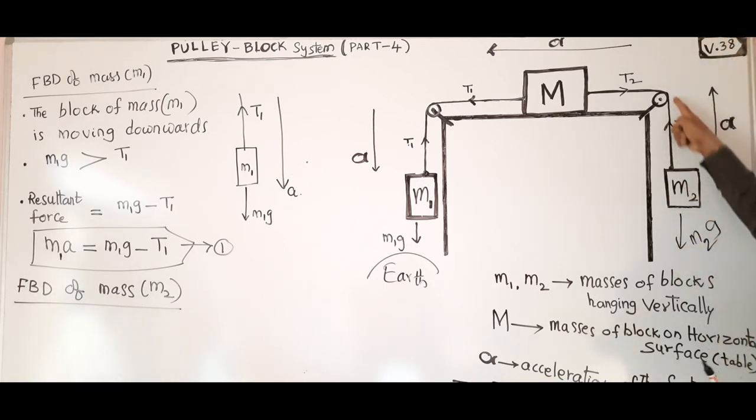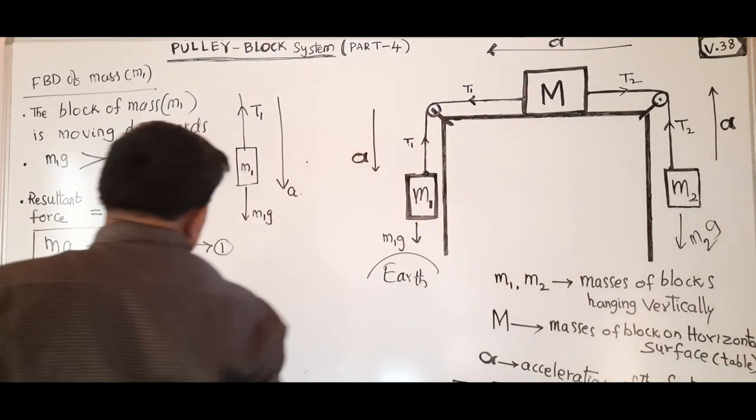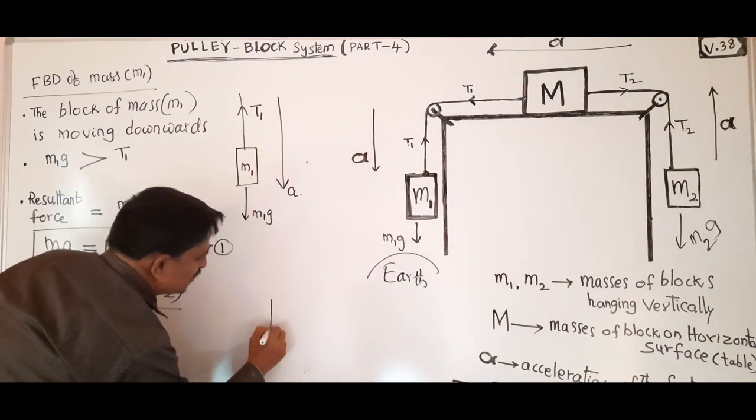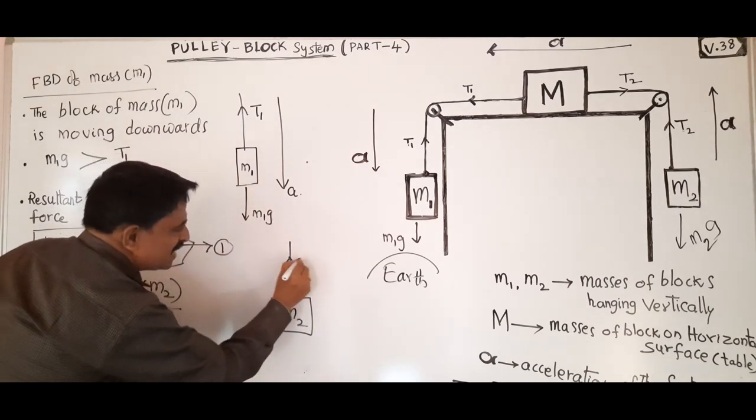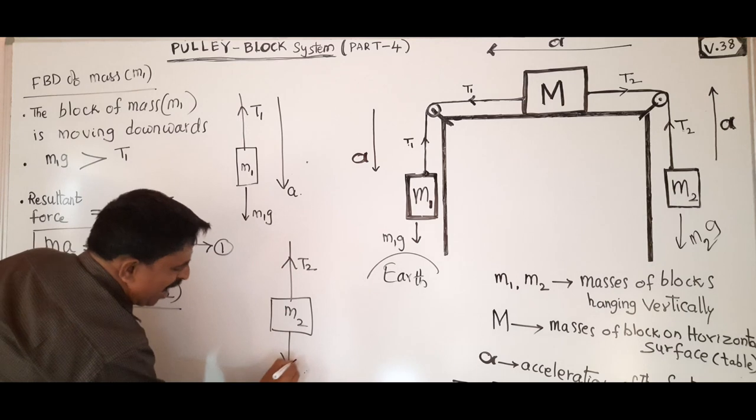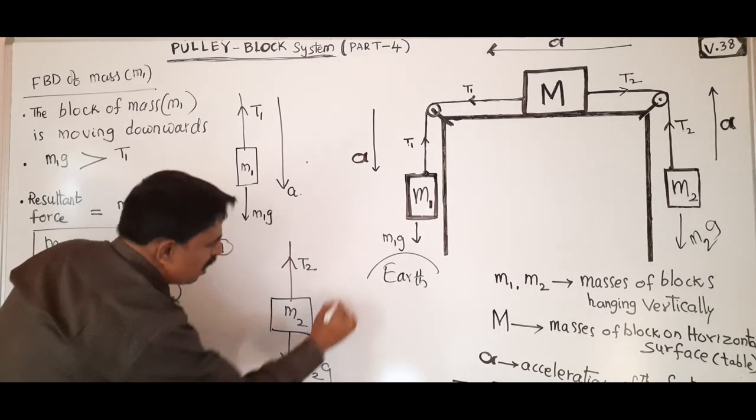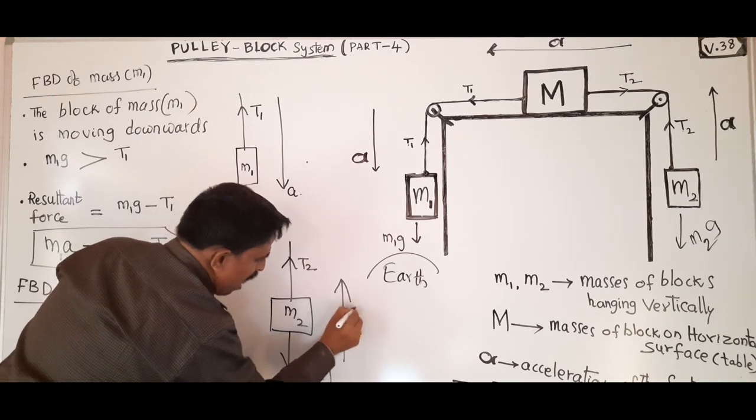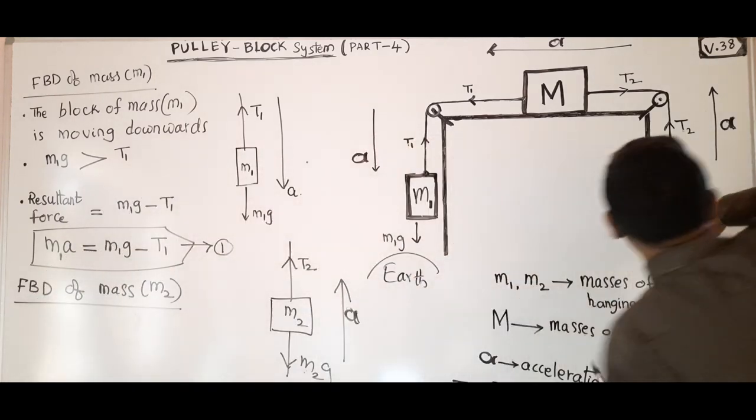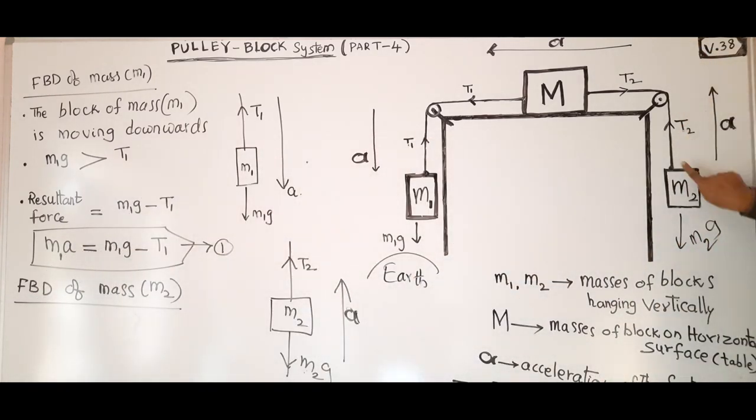Upward force is more, downward force is less. Now, I am talking about the second body of mass M2. Tension is acting upward. Weight is acting downward. Finally, the block is moving up. The upward force is more, downward force is less.